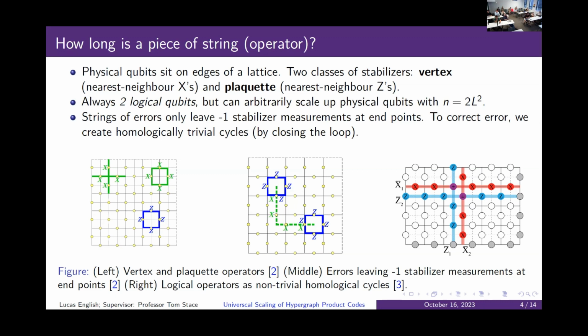And the cool thing is, we have all these physical qubits, and you can arbitrarily scale it up. You can make the lattice as big or small as you want, but it's always going to encode 2 logical qubits in this lattice. So we can scale it up, but we'll always have 2 logical qubits.